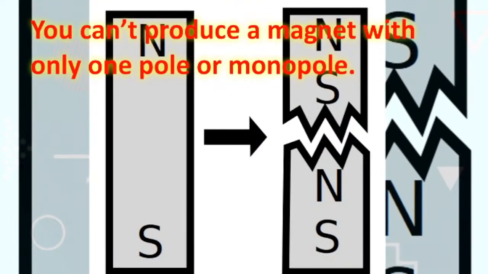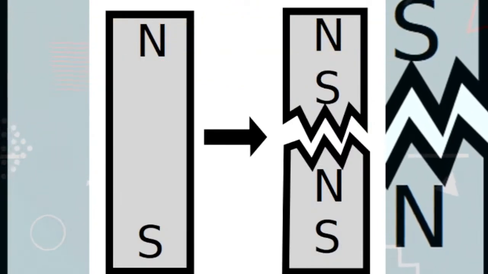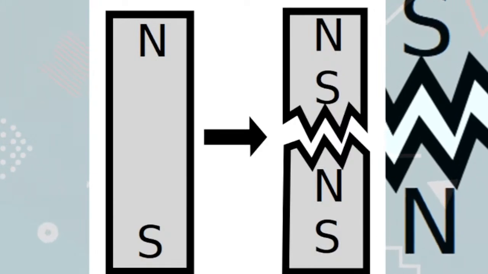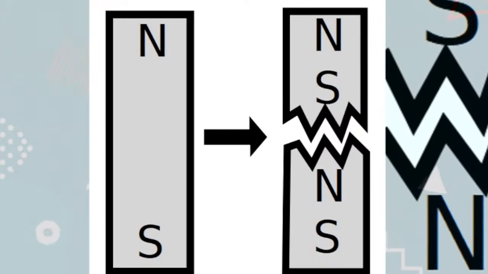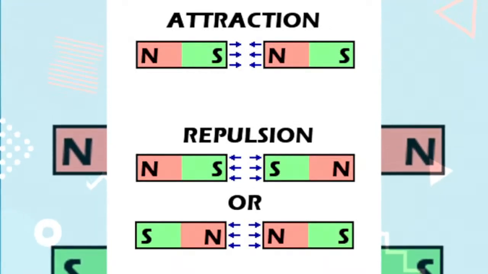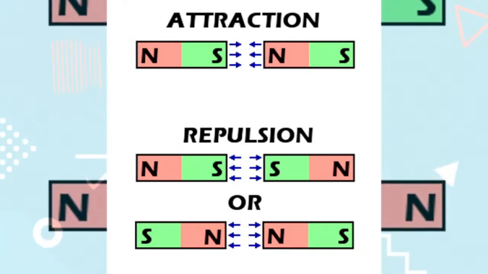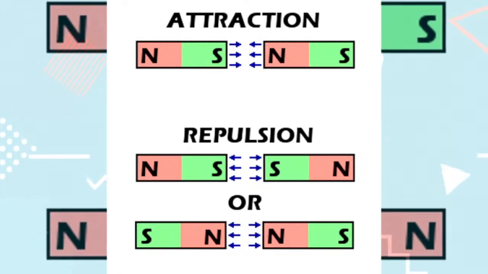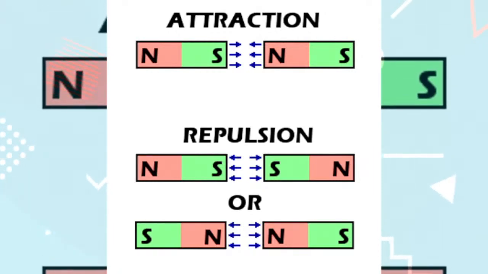You cannot produce a magnet with only one pole or monopole. Therefore, if a magnet is broken into pieces, each piece will have its north and south pole. It is important to remember that the rule of magnets is that opposites attract. In other words, like poles repel and opposite poles attract.